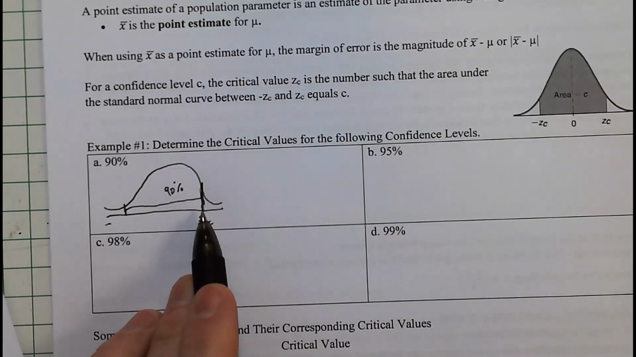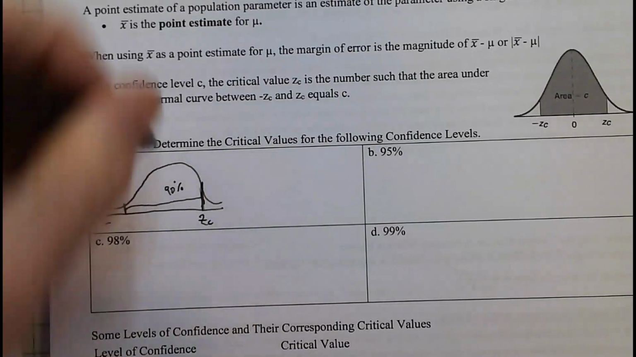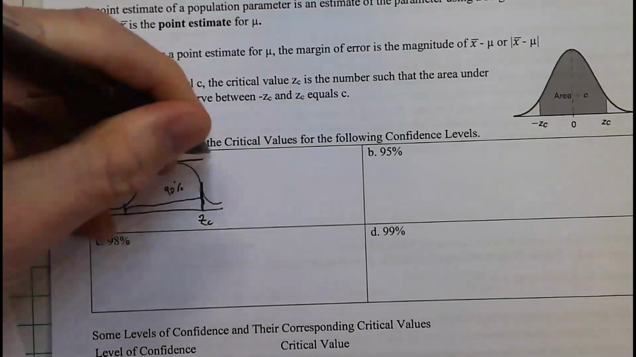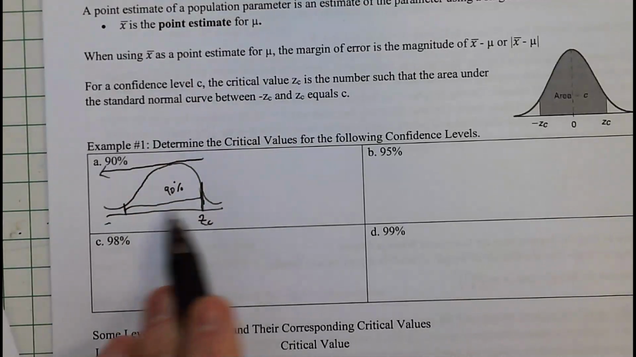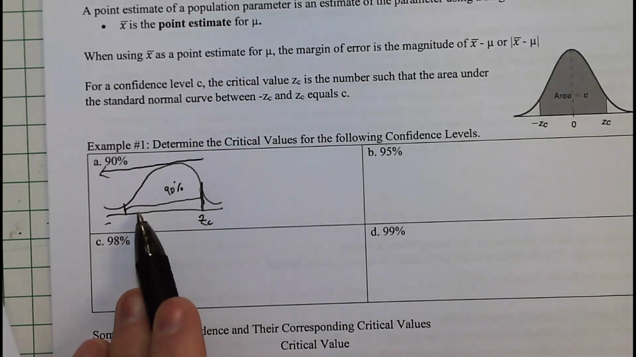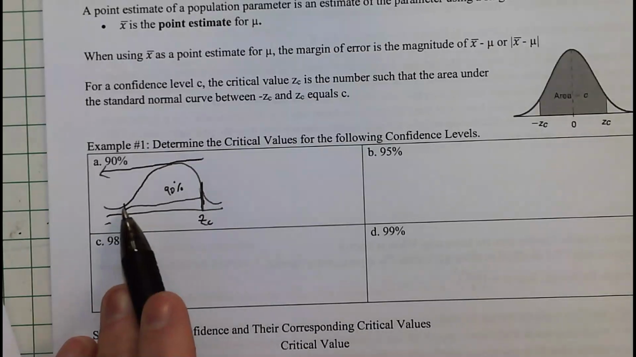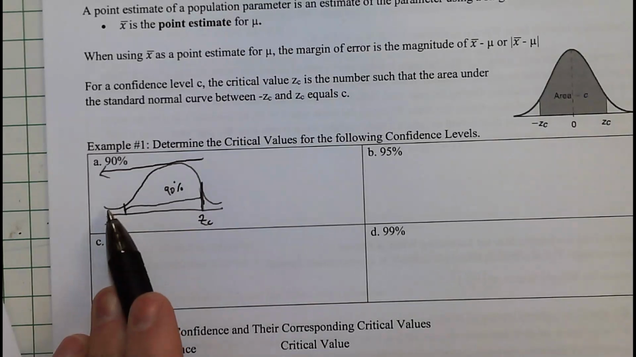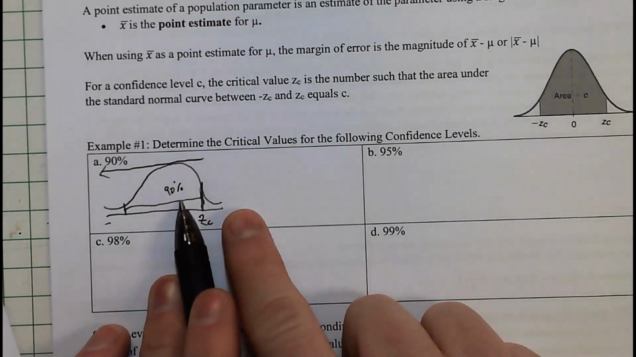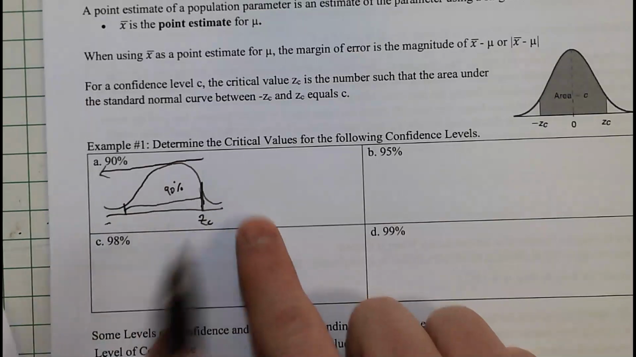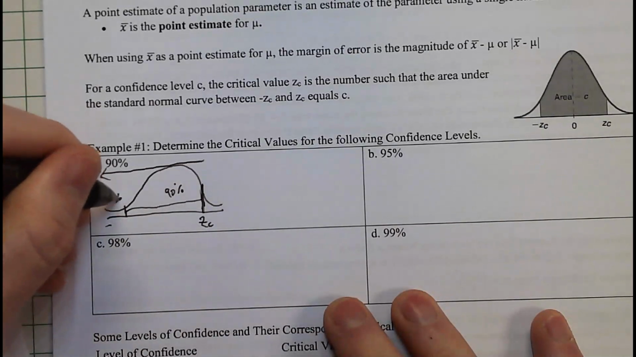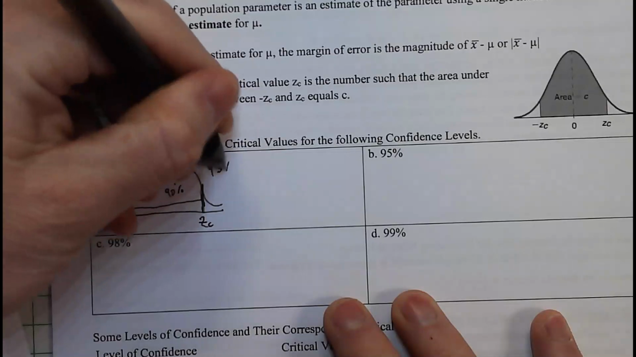So let's ask ourselves, how much area is at this point and below? What percent is at this point and below? We know that this part is 90%. Now, what percent is in this tail? 5%, right? Because we have 90% there, and there's 10% left over, so it's 5% in each tail. That means 95% is at this point and below.